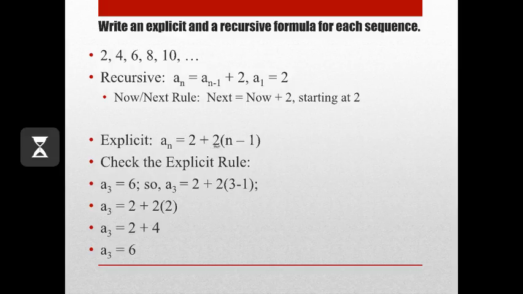So in our example, we want to check the explicit rule, so I just randomly chose, okay, what is the third term? The third term is 6. So a sub 3, 3 is for n because it's the third term in the sequence, equals 6. Substitute your stuff in. 3 is going in for n. Wherever there's an n, 3 goes. So you have 2 plus 2 times 3 minus 1. 3 minus 1 is 2, lots of 2's. 2 times 2 is 4. 4 plus 2 is 6. So our explicit formula is correct for this particular situation.